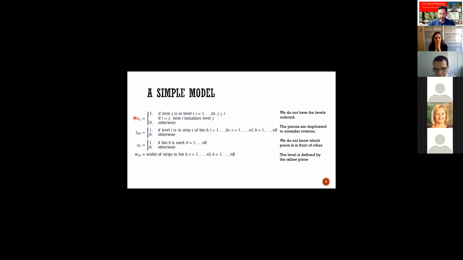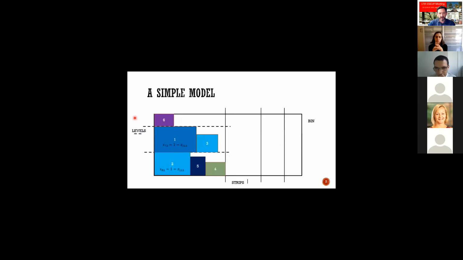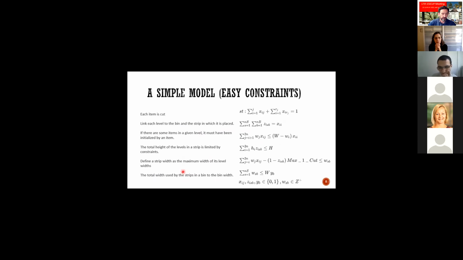To allow rotation, we can have two pieces. Okay, this is an example. Here we can see that the rotated piece 2 goes in the first level, and we have a variable that indicates that the first level is in the first strip, or the first bin.